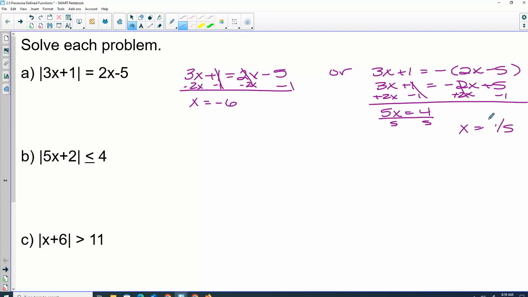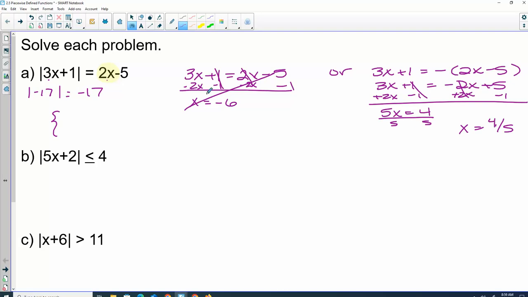We got our two answers. If you check this, if you put in a negative 6, we get negative 18 plus 1 is negative 17. Over here, we get negative 12 minus 5 is negative 17. Does the absolute value of negative 17 equal negative 17? No. The reason this happened is because I had an x outside my absolute value, and sometimes that can give you answers that don't work. So the negative 6 doesn't actually check. We talked yesterday about how we can always check them by plugging them back into the originals.